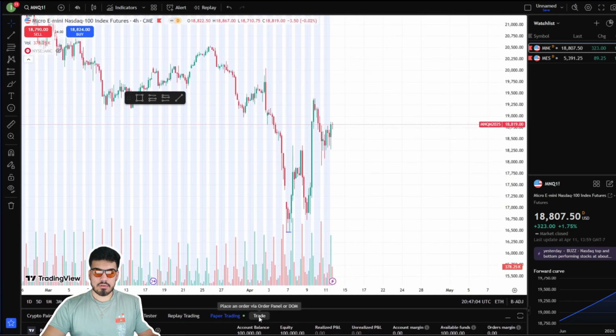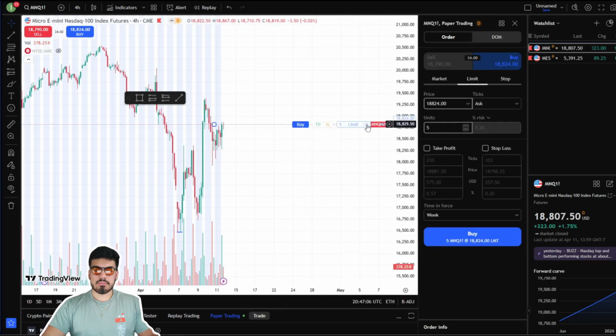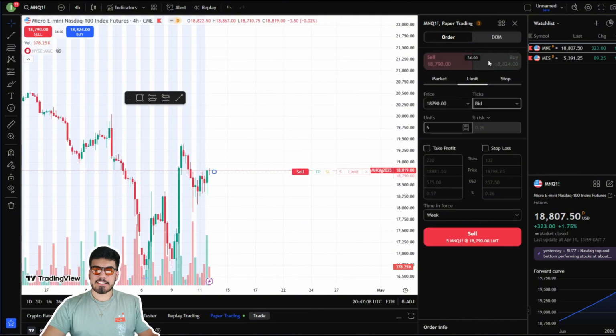What you want to do is click trade. This is how you set up the trading. Sell and buy. Very simple. You put sell, you're betting it's going to go down. You make money when it goes down. You lose money when it goes up. Simple. You click buy, you're betting it's going to go up. You make money when it goes up. You lose money when it goes down.